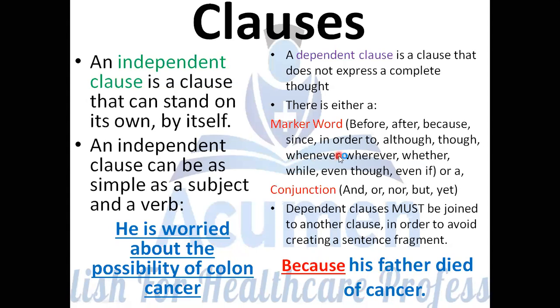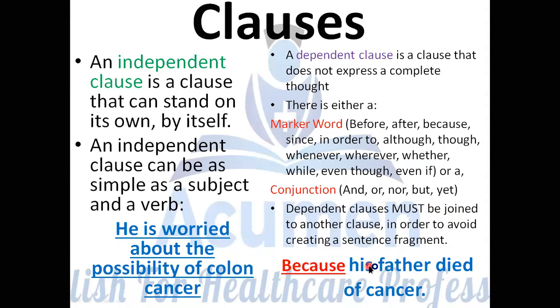So this is how a dependent clause is a clause that does not express a complete thought. It is not meaningful on its own. It will be meaningful only if you add another sentence with it. So dependent clauses must be joined to another clause in order to avoid creating a sentence fragment.